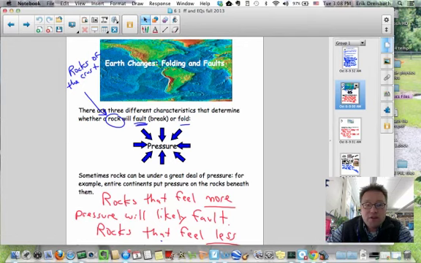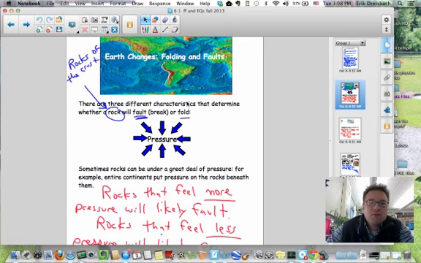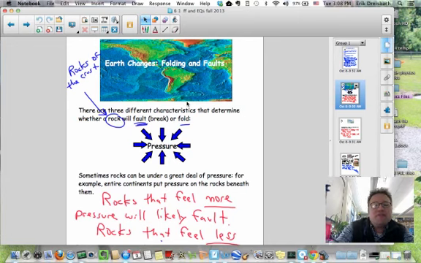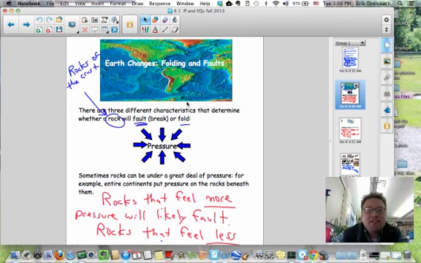Here are your review notes for the folds, faults, and earthquake notes. So we start with thinking about the folding and faulting of the earth. Now the rocks in the crust of the earth can either fold or they can fault, or break, as we'll see. And there are three factors that can determine whether the rocks will fold or fault.